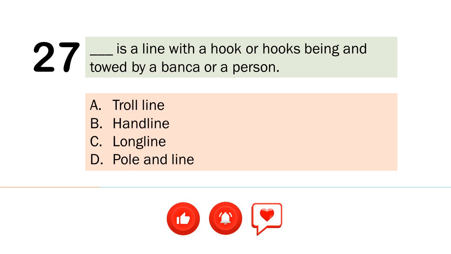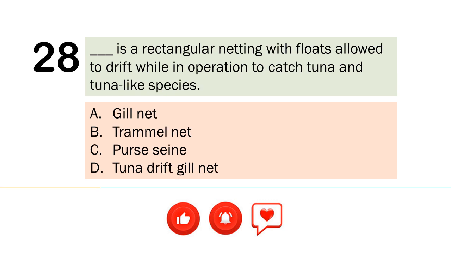Question number 27. Blank is a line with a hook or hooks being towed by a boat or a person. A. Troll line. B. Hand line. C. Long line. D. Pole and line. The correct answer is letter A. Troll line.